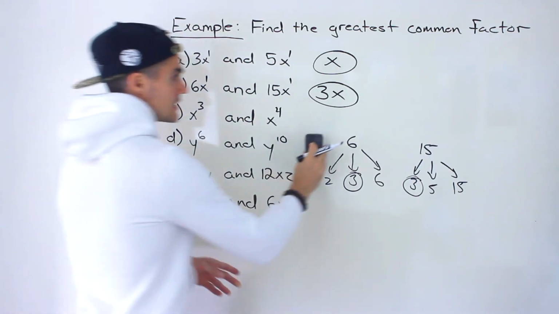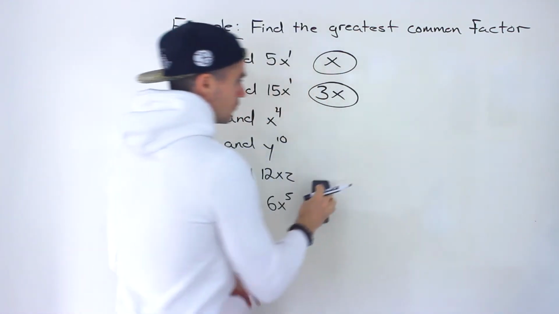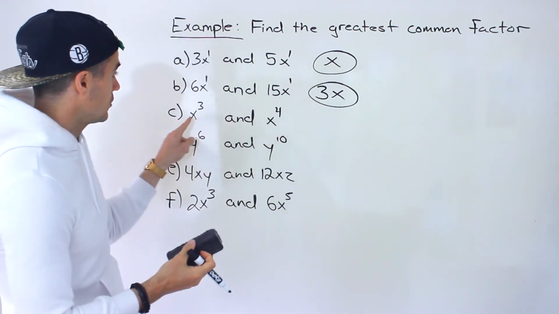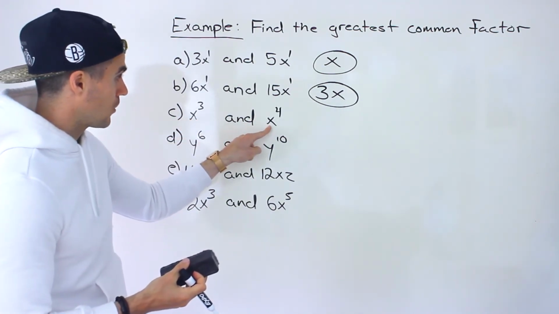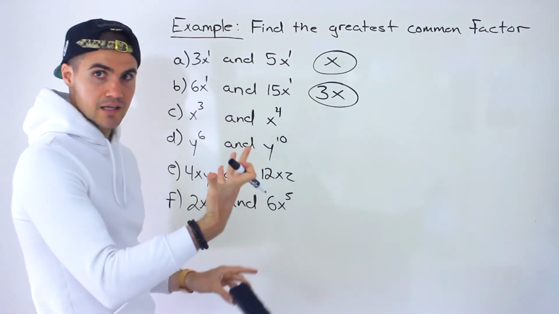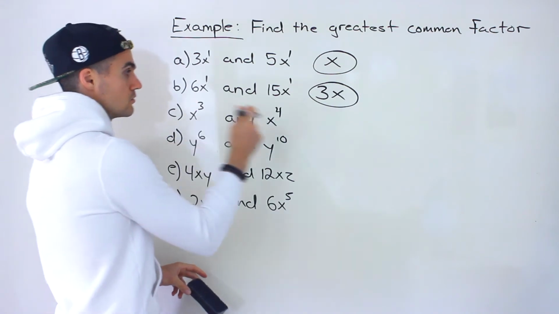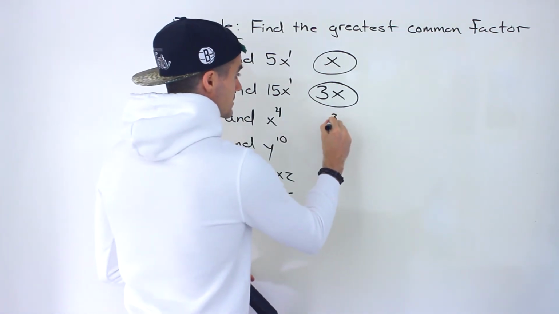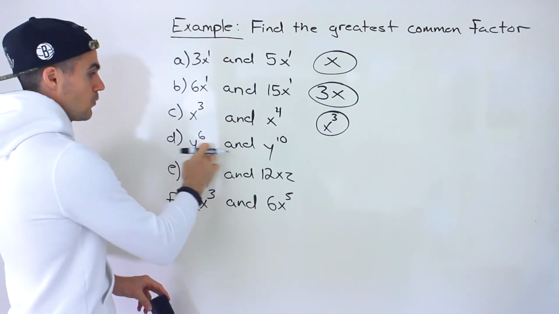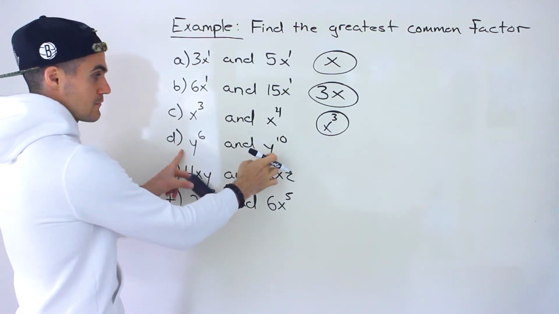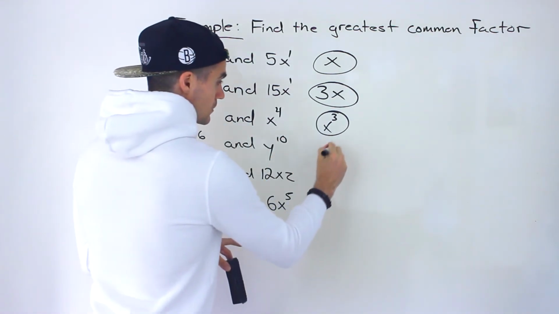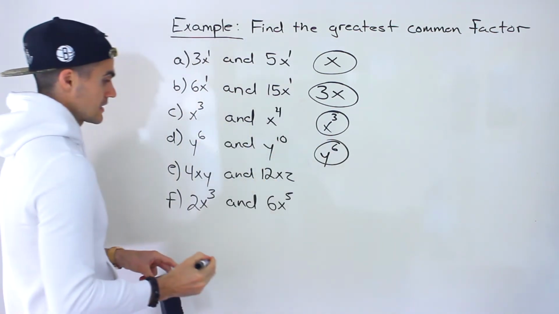Moving on to part C, notice there are no integers in this case, there are no constants in front, but we do have the same variable, x to the power 3, x to the power 4. So now the exponents are different. Remember, we take the one with the lowest exponent, so 3 is the lower exponent. So x to the power 3 would be the greatest common factor. Same thing here, y to the power 6, y to the power 10, same variable y, different exponents, take the lowest exponent, so it would just be y to the power of 6.